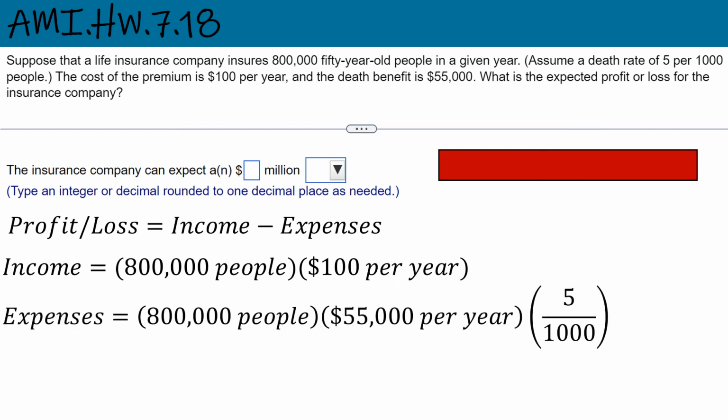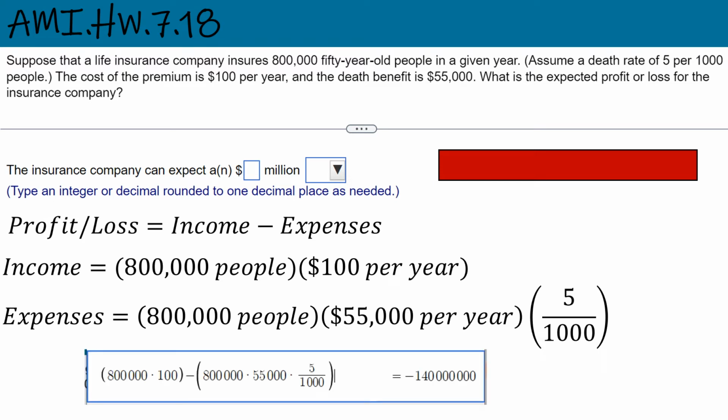But we also need to factor in what they're probably going to have to spend. Now, they're not going to have to pay everybody. They're only going to have to pay 5 out of every 1,000 people. But they're going to pay them a lot. Those people are going to get $55,000. And so when we do the problem, we need to take that into account by multiplying that death rate by our expenses.